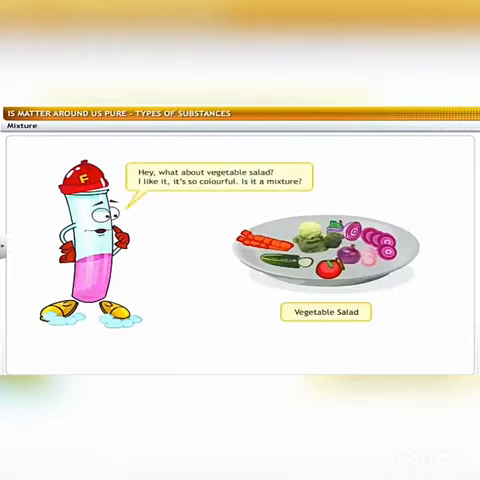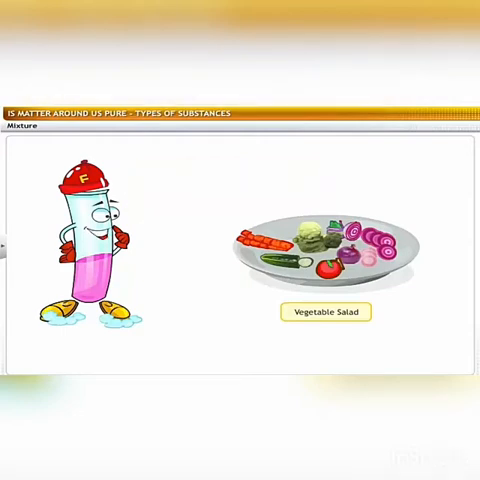Hey, what about vegetable salad? I like it. It's so colorful. Is it a mixture? Yes, you're right. Observe carefully.